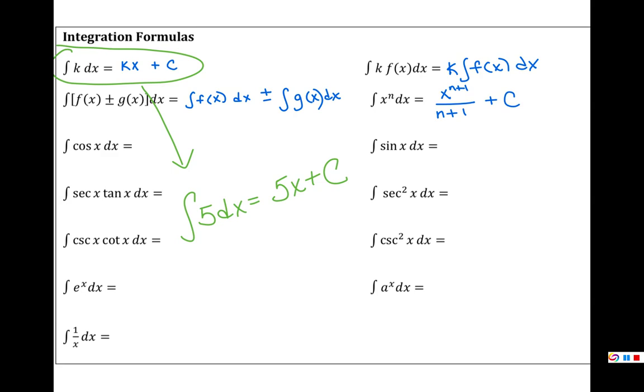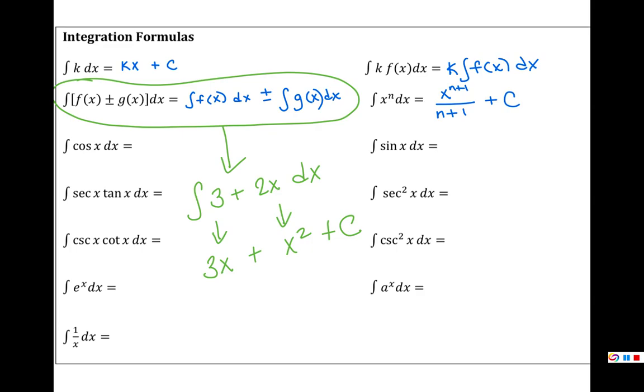And that's because when you find the derivative of a linear term, like 5x, the slope is just that number 5. And so when you're working backwards, if you want to find the antiderivative of a constant, you just tack on an x. All right, so there's my first property.